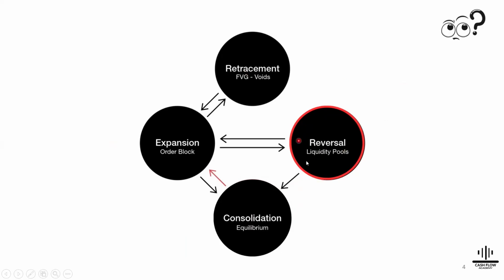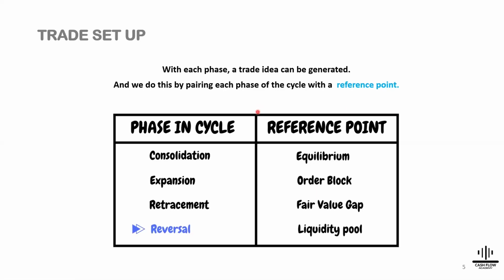So after a reversal, the next thing we are expecting is what? An expansion or a consolidation. Just like pairing another price phase with a reference point to generate a trade idea or a trade setup. So to get a trade idea or a trade setup with a reversal, you pair it with a liquidity pool. But let's look at an example.